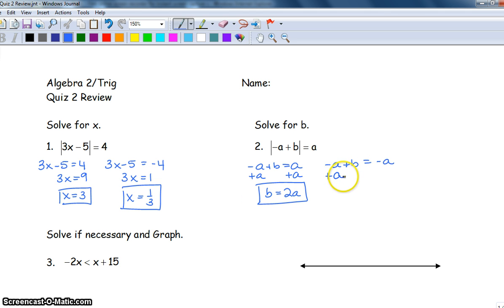And then we move a over again. A negative a and a positive a, those two things cancel out, so our second option is that b is equal to 0.